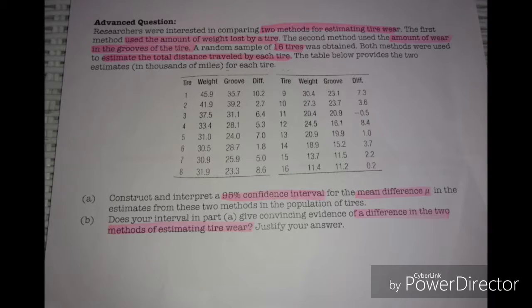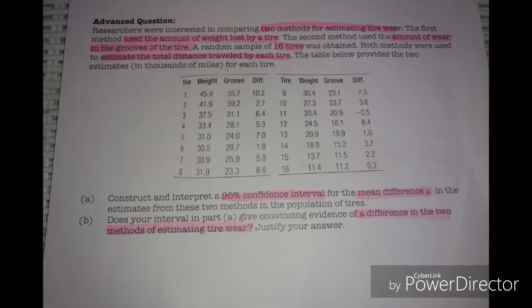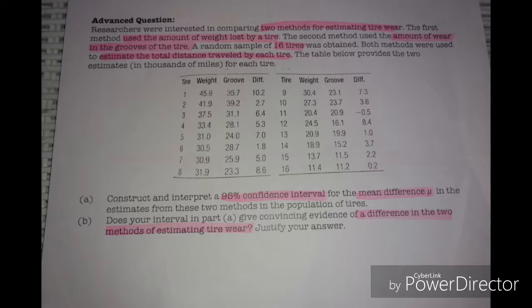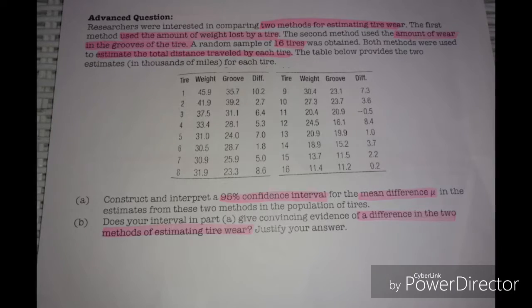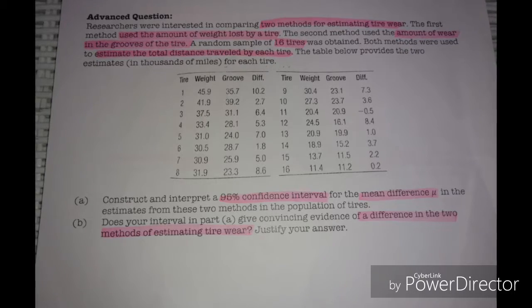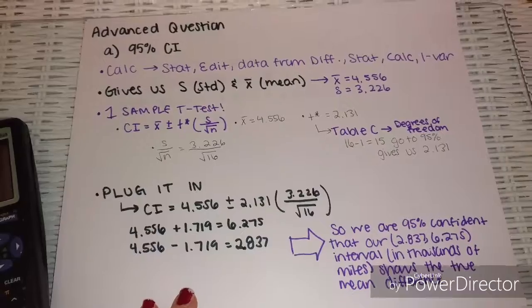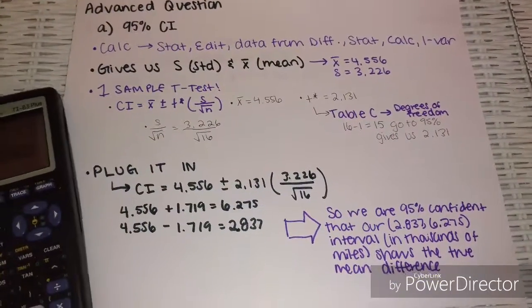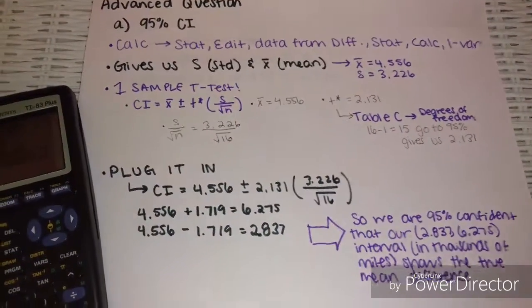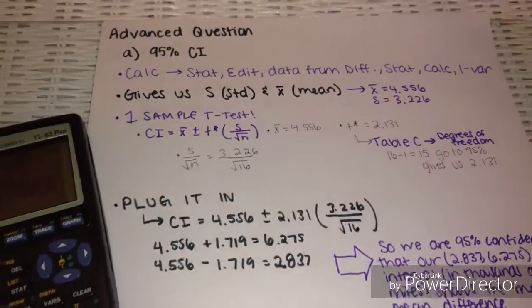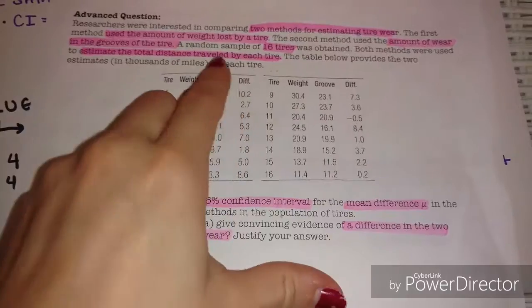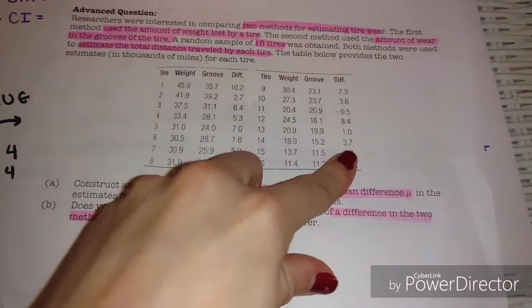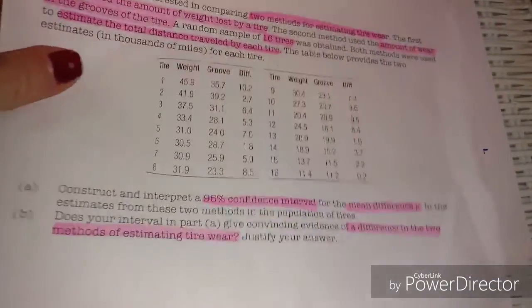in the estimates from these two methods of the population of tires. And Part B asks us if our interval in Part A gives convincing evidence of a difference in the two methods of estimating tire wear and to justify our answer. Alright, so for Part A, we need to go to the calculator and we go to Stat, Edit, and we put in all the data that we have from our chart in the differences column.